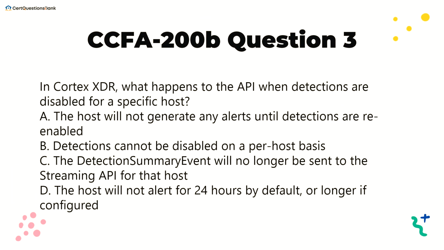In Cortex XDR, what happens to the API when detections are disabled for a specific host? A. The host will not generate any alerts until detections are re-enabled. B. Detections cannot be disabled on a per-host basis. C. The detection summary event will no longer be sent to the streaming API for that host. D. The host will not alert for 24 hours by default, or longer if configured.